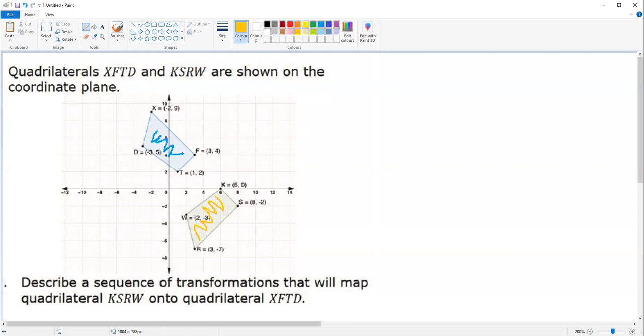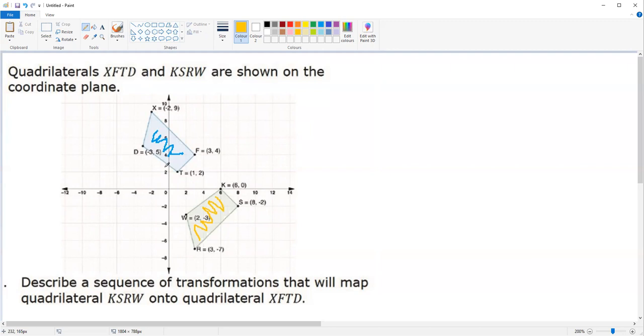Well, this is the way I did it. In order for me to place this image on top of this image, it needs to be reoriented. It needs to be facing the other way. This pointy end needs to be facing the same way as that pointy end, and this needs to be facing up. So this needs to be reflected across the x-axis or the y-axis.